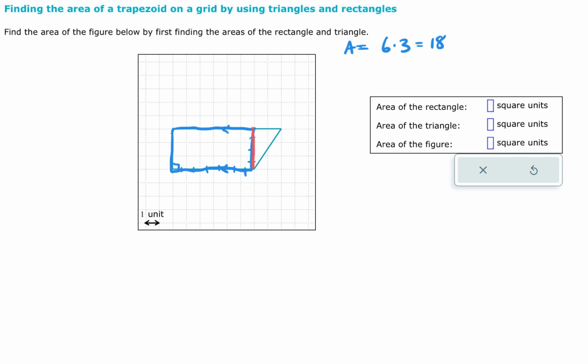We have a right triangle that is 1, 2 by 1, 2, 3, and it's a triangle, so it's half of a rectangle, so we have to divide it by 2. So that would be 6 divided by 2, which is 3 square units. So again, 18 for the rectangle, 3 for the triangle. 18 plus 3 is 21 for the entire figure.